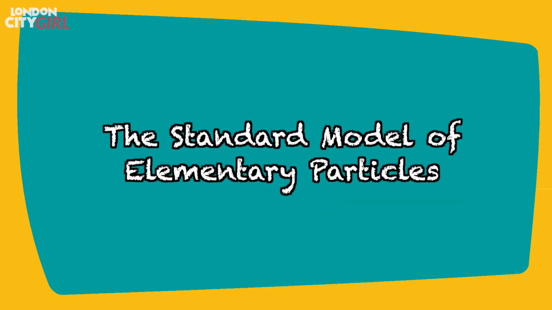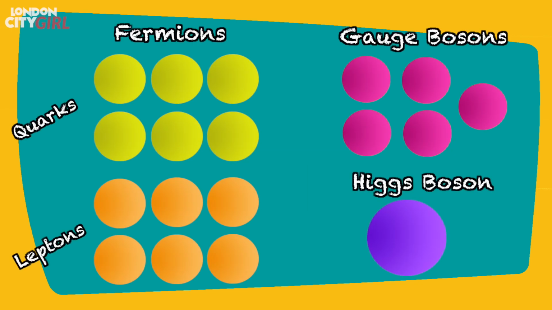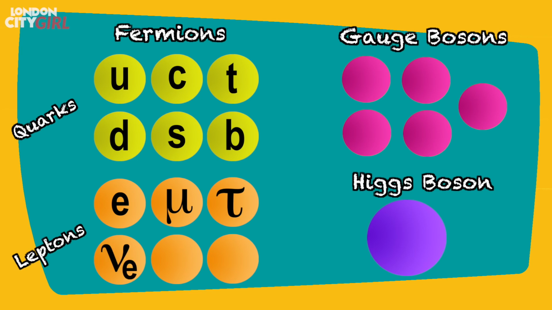The standard model of elementary particles. The standard model of elementary particles describes how all the elementary particles and forces in the universe behave apart from gravity. How gravity works in the quantum realm is actually not very well understood. We have the matter particles, or fermions, which are divided into quarks and leptons. There are 6 quarks: up, down, charm, strange, top and bottom. There are 6 leptons: electron, muon, tau, electron neutrino, muon neutrino, and tau neutrino.